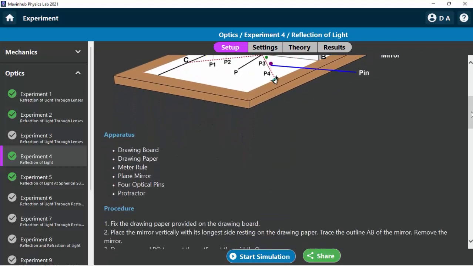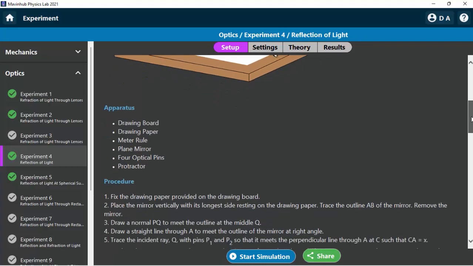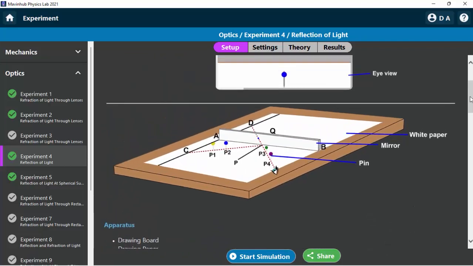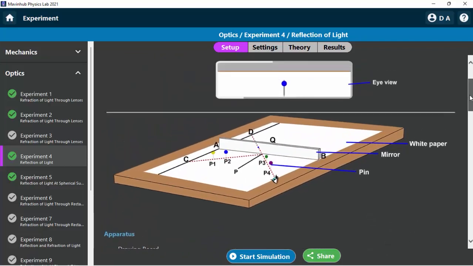So here we have the apparatus. You have a drawing board, drawing paper, meter rule or a ruler from your mathematical set, plane mirror, optical pins, and protractor from your mathematical set. So let me summarize the procedure. The first thing you expect to do is to place your plane mirror as shown in this diagram.